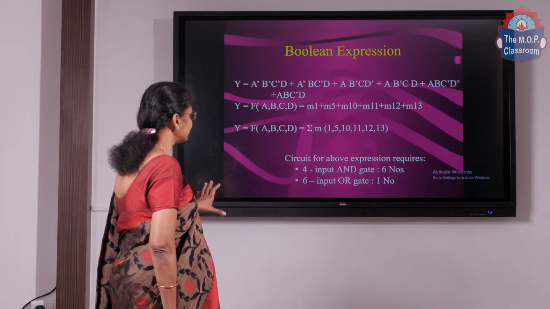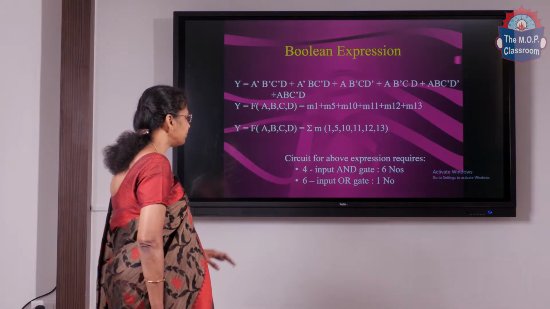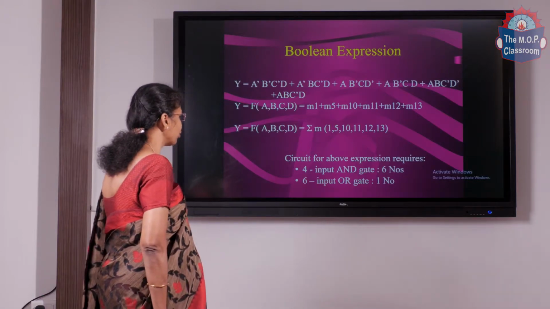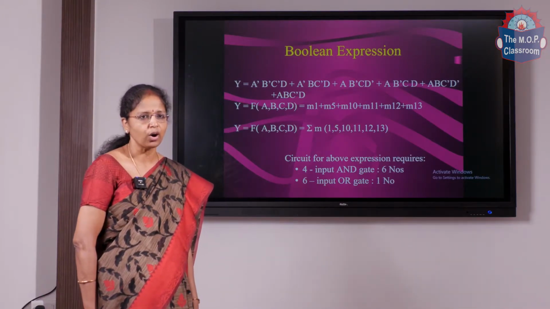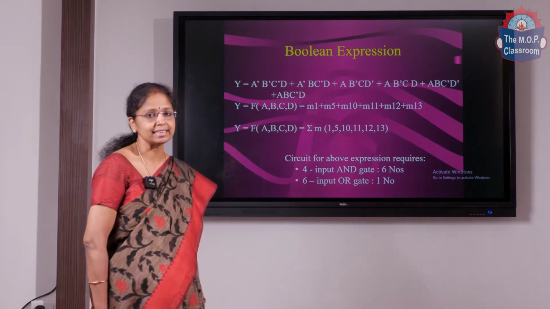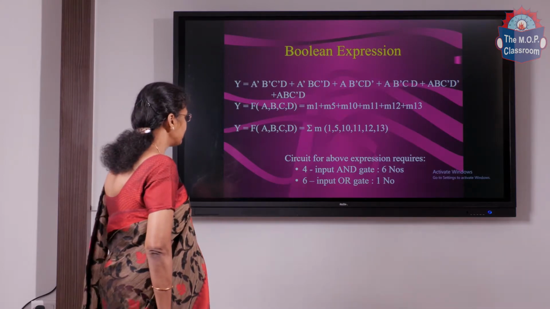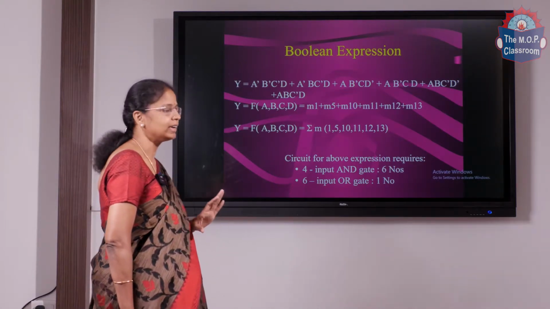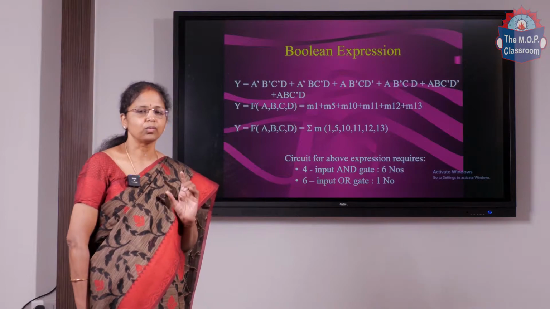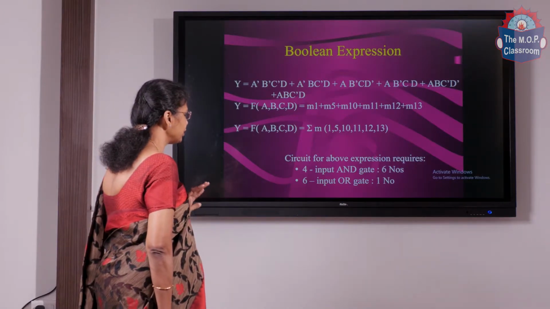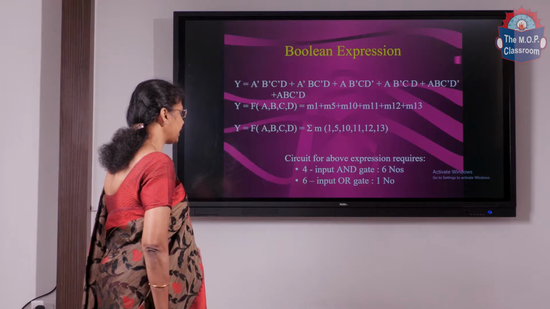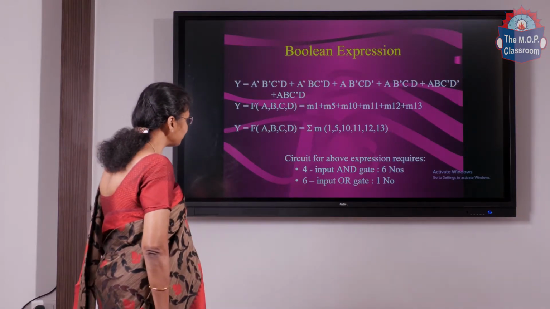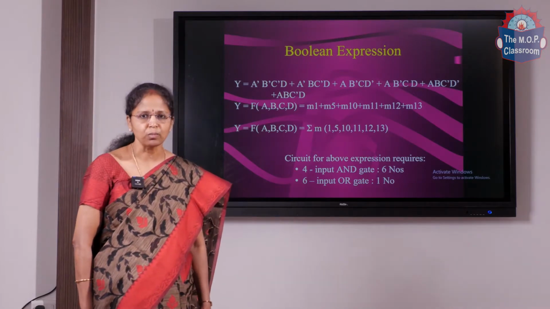Now, to design a circuit for this Boolean expression, we need 6 AND gates, and each AND gate should be of 4 inputs, and also 1 OR gate with 6 inputs. It should be a 6-input OR gate. If we design a logic circuit based on this, definitely it is going to be a big one. It is not a simple one, because we are using six 4-input AND gates and one 6-input OR gate. So, we need to use a simplification method to reduce this Boolean expression.